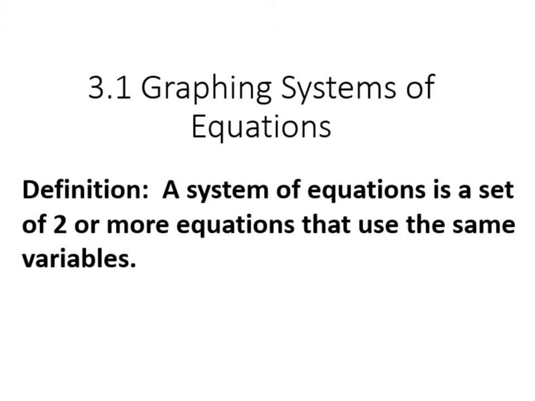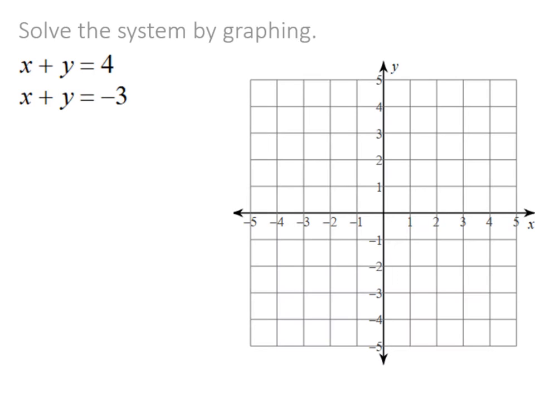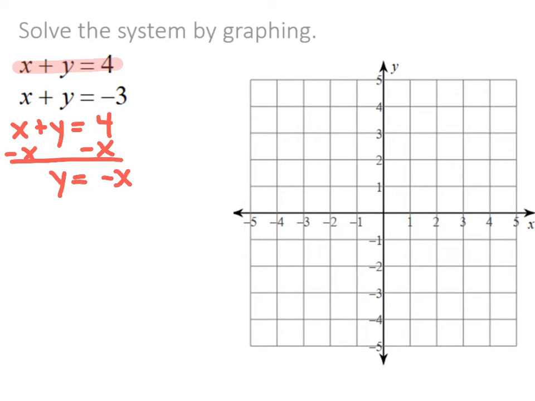In this video, you'll learn about special cases of solving systems of equations by graphing. In our first example, we're first going to graph the equation x plus y equals 4. So if we solve to get y by itself, we have to subtract x from both sides. So y equals negative x plus 4.